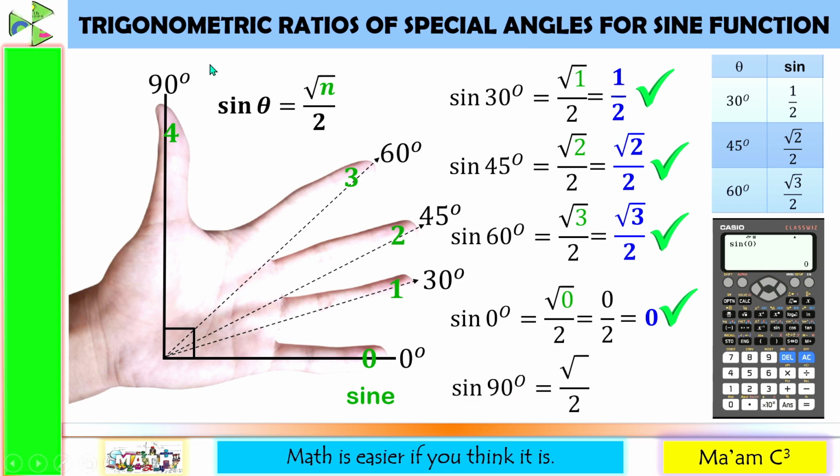And let us also solve sine 90 degrees. The number assigned to 90 degrees is 4. So this will be square root of 4 over 2. And square root of 4 is 2. So we have 2 over 2, and that is equal to 1. It is not also included in our table here, so let us make use of a scientific calculator. Let us solve for sine 90 degrees. Equals 1. And our answer is correct.